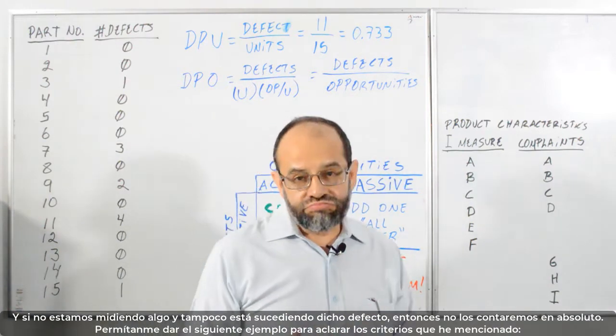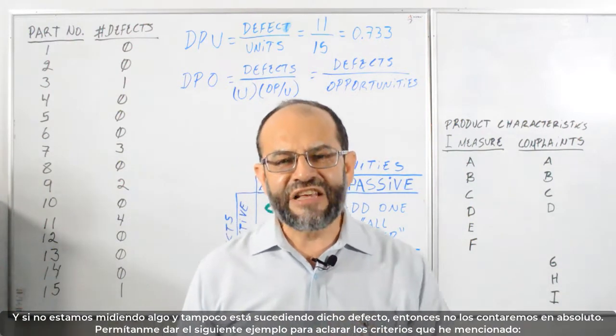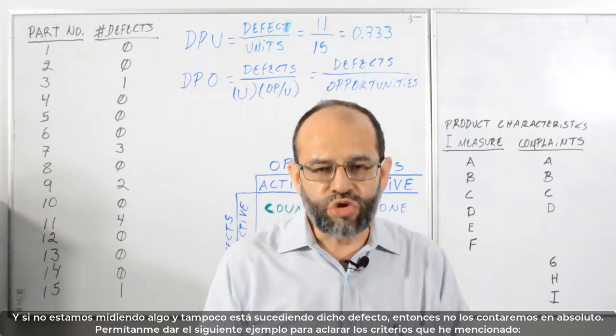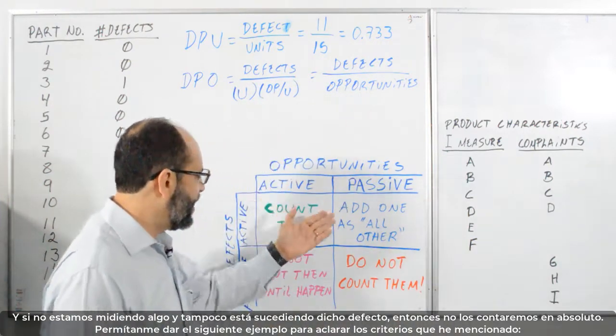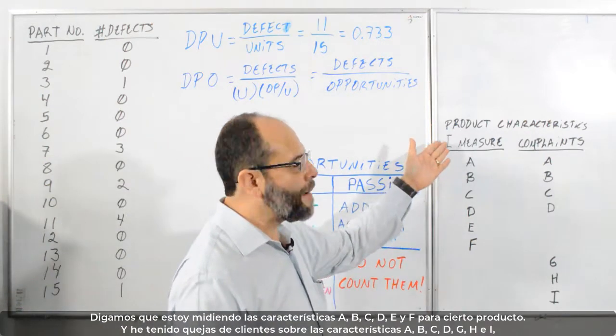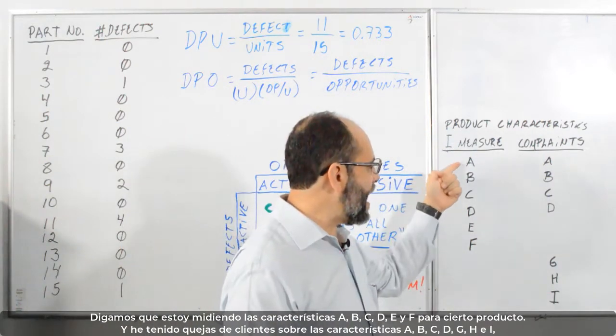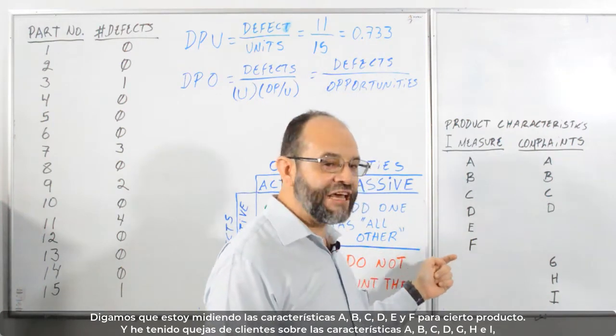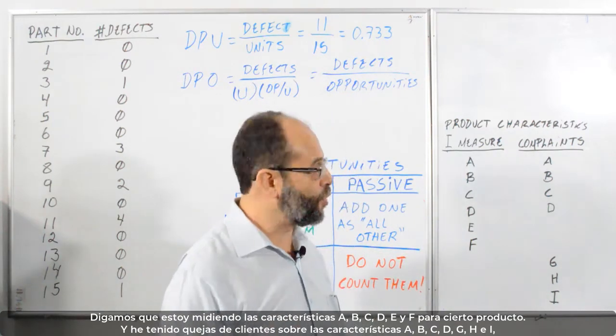So let me give this example just to clarify this matrix a little better. Let me say that I am measuring characteristics A, B, C, D, E, and F for a certain product.